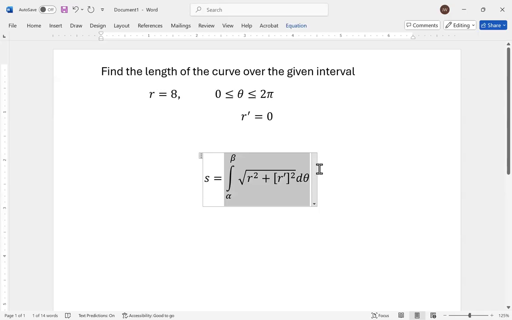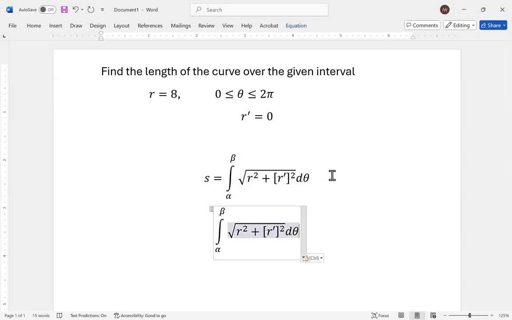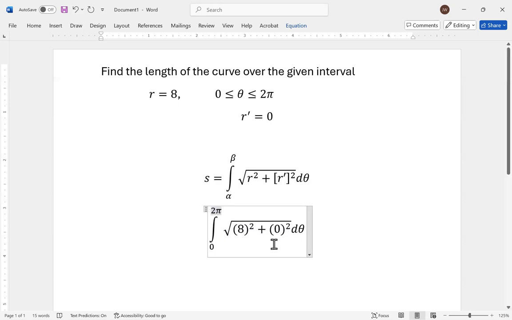I can take this and plug in an r of 8 and an r prime of 0. This one's pretty easy to do by hand because it says we're integrating from 0 to 2 pi. If you want to do it by hand, by all means, do it by hand. You can also plug it into your calculator. What you end up with is 16 pi.